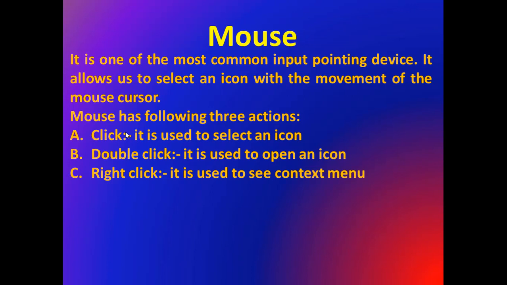The main functions, main actions of the mouse are 3. One is the click. किसी भी ऑब्जेक्ट पे हम क्लिक करेंगे डेस्कटॉप स्क्रीन पे, that will be selected. When you double click on it, that will open. When you right click, it shows the context menu.